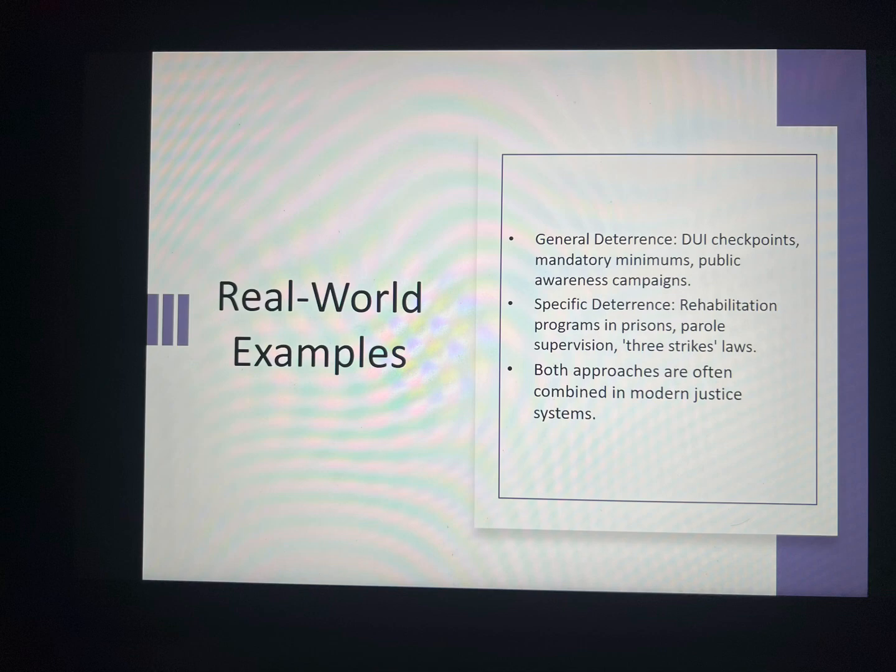In the real world, we see both types of deterrence working together. General deterrence includes things like DUI checkpoints or publicized laws that warn people against certain crimes. Specific deterrence shows up in rehabilitation programs, probation, or parole supervision, all meant to prevent repeat offenses. Combining both strategies often brings the best results.